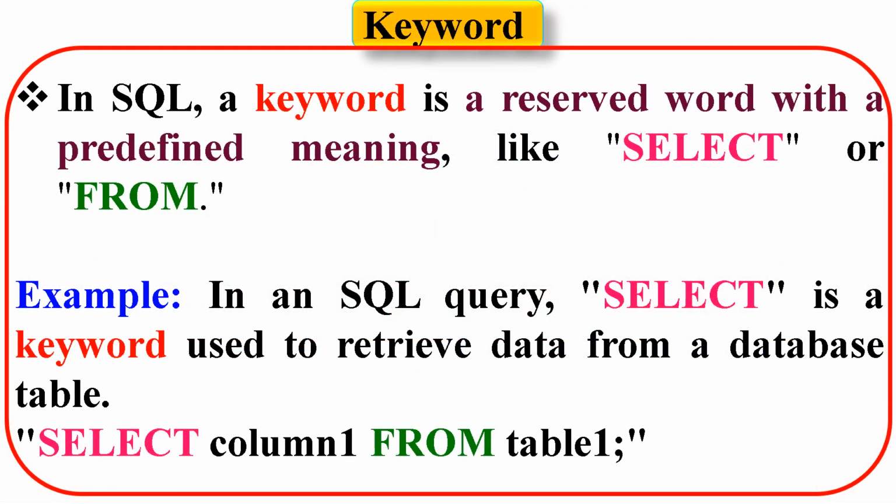In SQL, a keyword is a reserved word with a predefined meaning, like select or from, for example. In an SQL query, select is a keyword used to retrieve data from a database table. Retrieve means to fetch or obtain data or information from a source, such as a database or a storage location. For example, select column1 from table1. For example, in a student table we select roll number from student table.